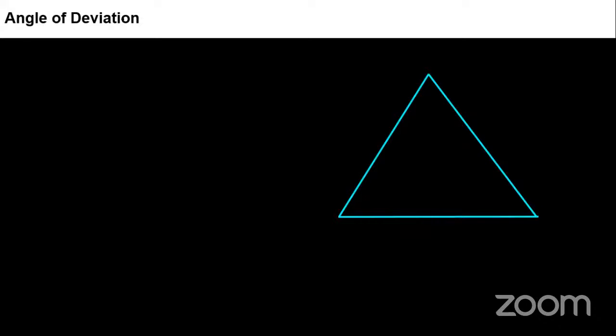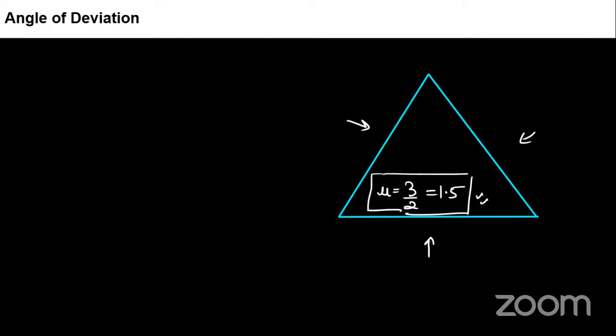Let us now talk about the angle of deviation. What is it? Don't worry, this is a prism in front of you, completely made of glass material having refractive index 3/2, because the refractive index of glass is 3/2, that is 1.5.